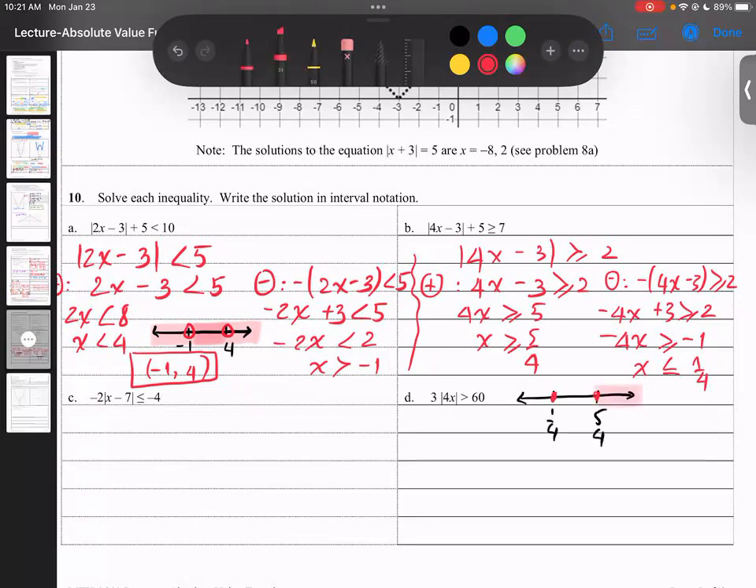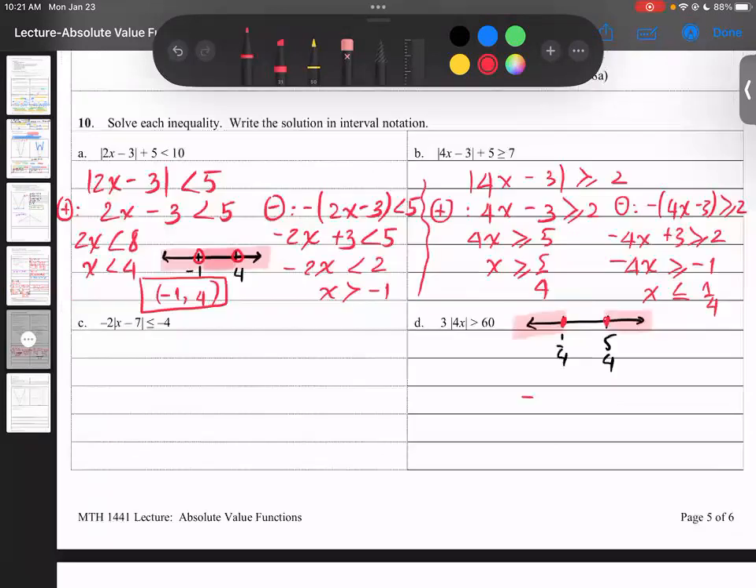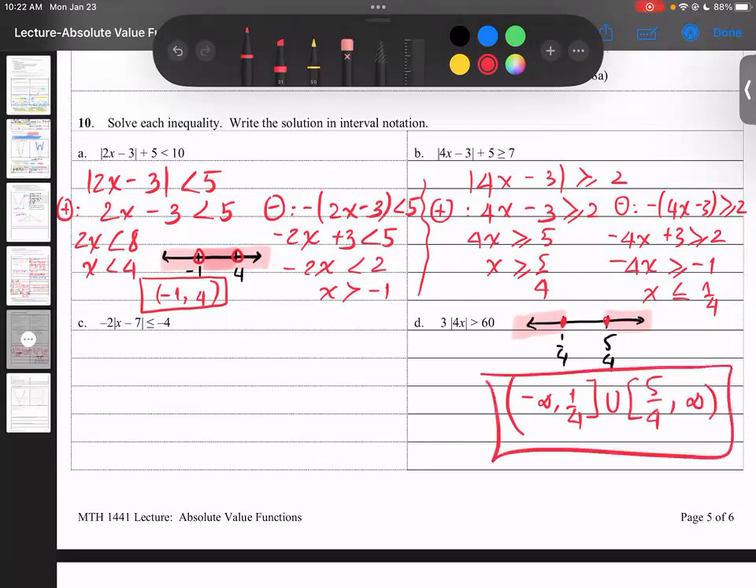Let's show it again. So your solution will be two tails, right? See that two tails, because look at your original problem, greater than, right? That's a value greater than a constant. Negative infinity to 1/4. Bracket or parenthesis at 1/4? Very good. Union, bracket 5/4 to infinity. Can you do something like this on the exam? Yes.